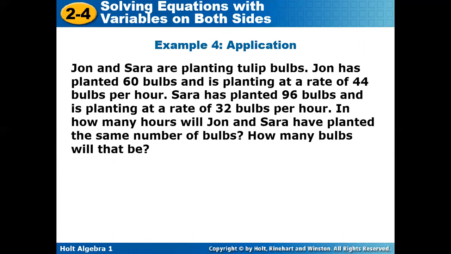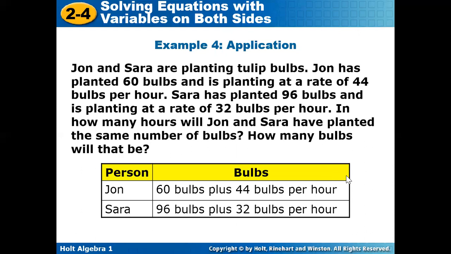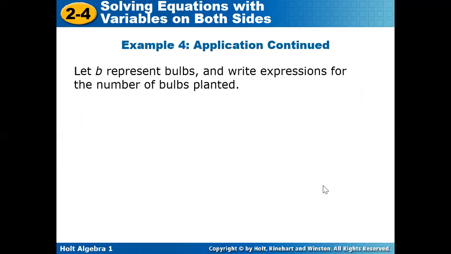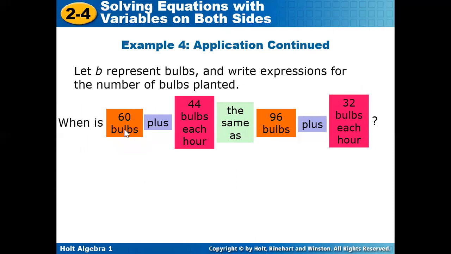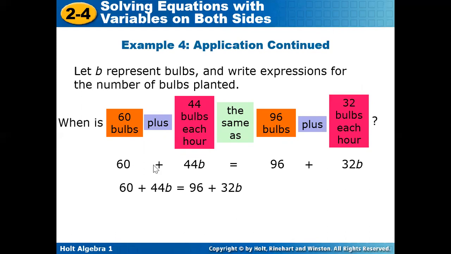All right, so we need to figure out what we got going on here. John's already planted 60 and he's planting 44 an hour. Sarah's already planted 96 and she's planting 32 an hour. So when will what John has planted be equal to what Sarah has planted? All right. So b is going to represent bulbs per hour. So when does 60 bulbs plus 44 bulbs per hour equal 96 bulbs plus 32 bulbs per hour?